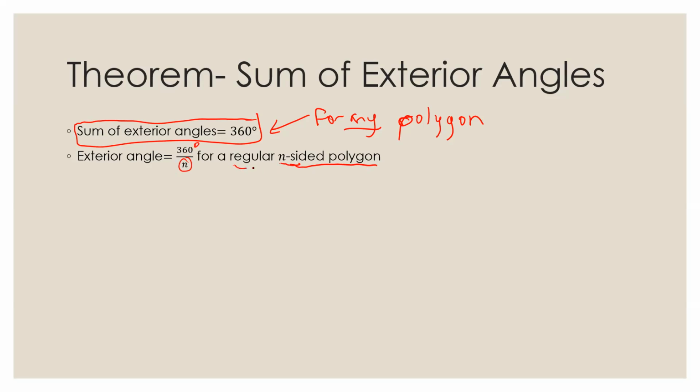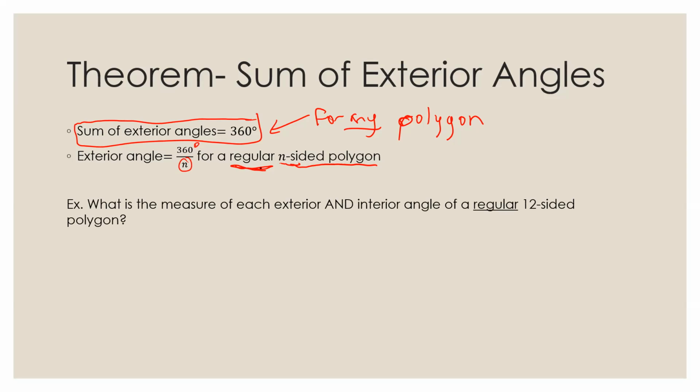And again, this one is very special for only regular polygons because we know that all the sides are equal. So if all the sides are equal, then all the angles are equal, which means that I can simply take 360 degrees, which is the sum of the exterior angles, and I can divide by n, because for every interior angle that I have, I also have the same number of exterior angles, right? So all I'm doing is really just dividing by the number of sides there.